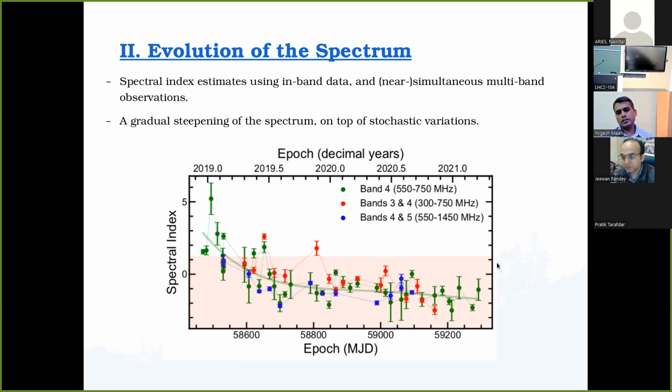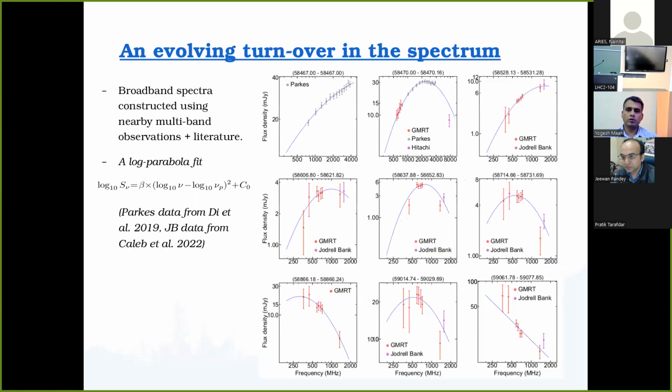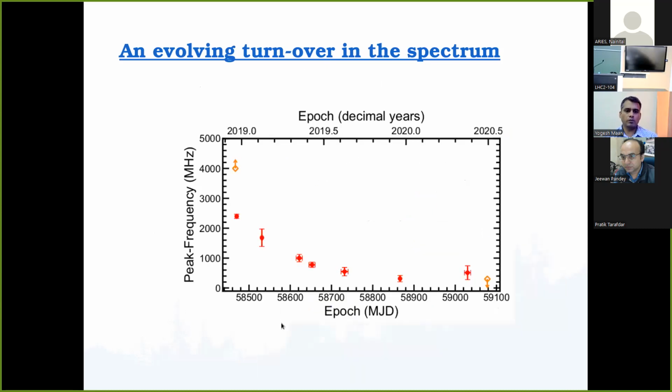So this might indicate that there's a spectral turnover somewhere in this frequency range, and to estimate that, what we did was we tried to construct broadband spectra of the source using our own measurements as well as several published literature estimates. When we do that and look as a function of epoch, in chronological order from left to right and top to bottom, there's a turnover in the spectrum, and not only a turnover, the turnover itself varies with epoch. You see that as a function of epoch, the turnover rapidly moves towards lower frequencies.